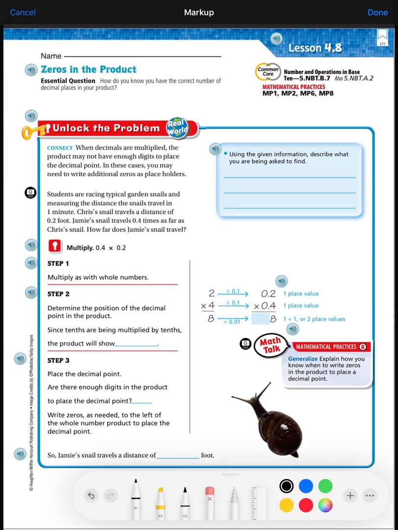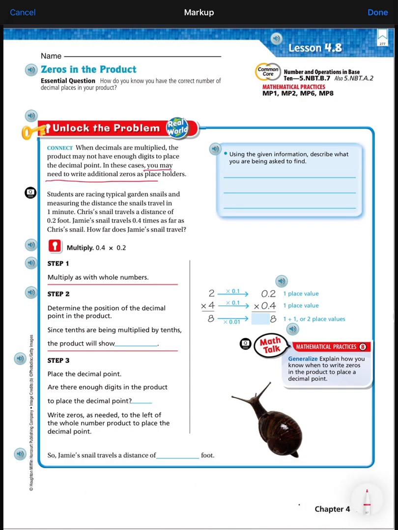In these cases, you may need to use additional zeros as placeholders. I want you to underline that. You may need to write additional zeros as placeholders, okay? That's exactly what I just said, okay? So we're going to look at a problem where this is going to make more sense.